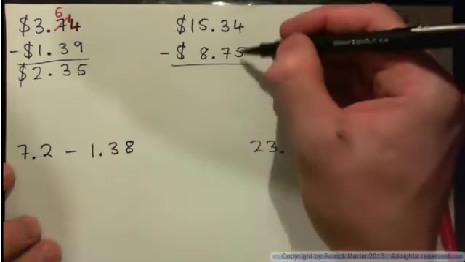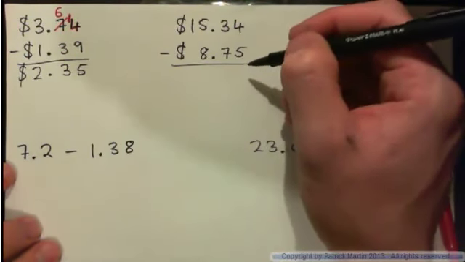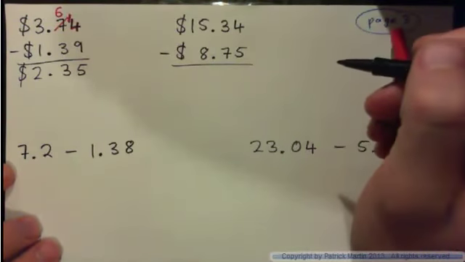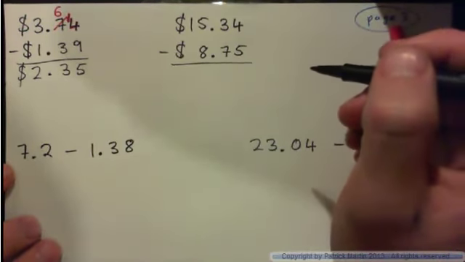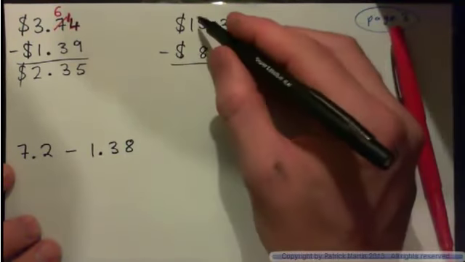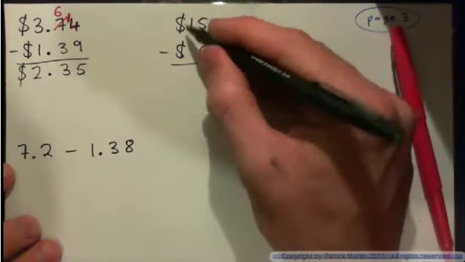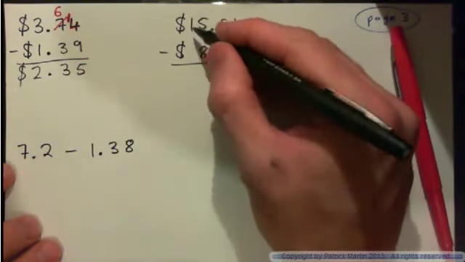So press pause and do this one yourself. Or you can race me, try and do it faster than me, whichever you like. Okay, just try it though, try it by yourself, see if you can get it. So it's $15.34. So we've got the cents, the dimes, the dollars, the tens, I guess you could call this.